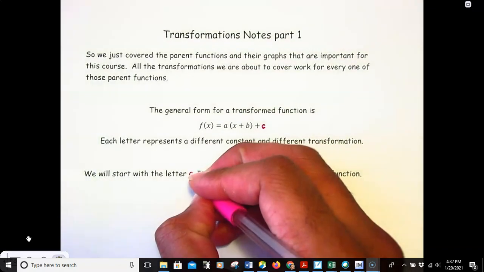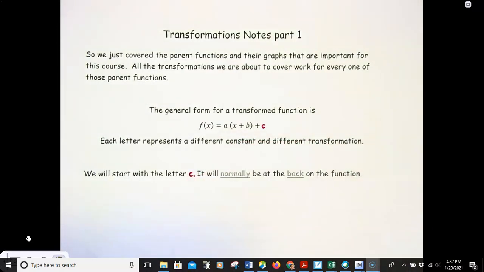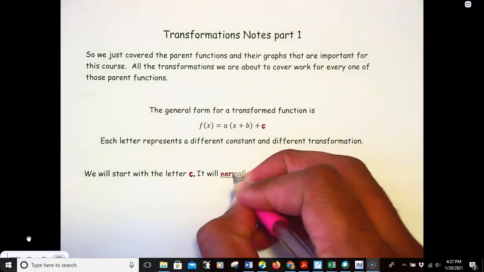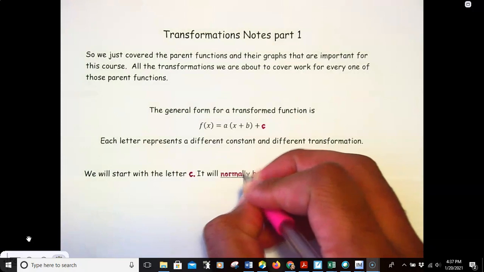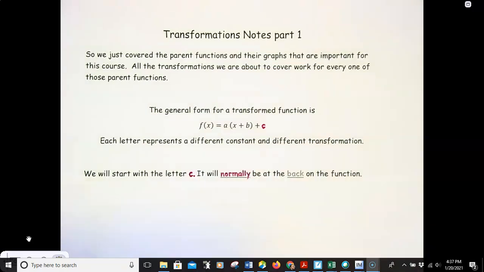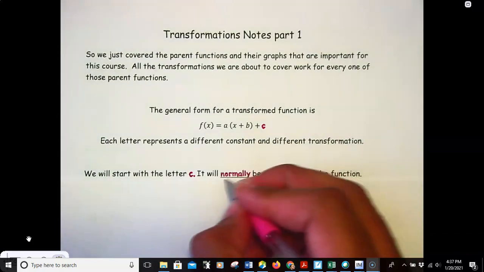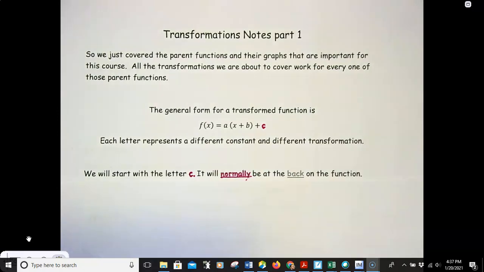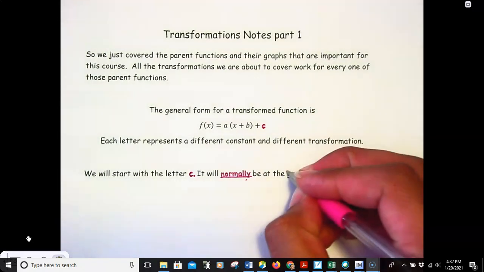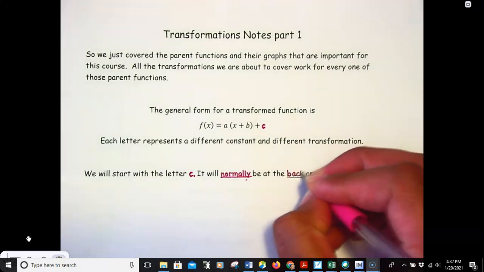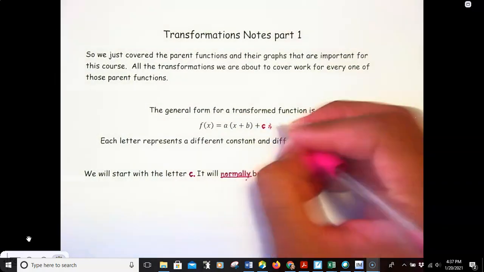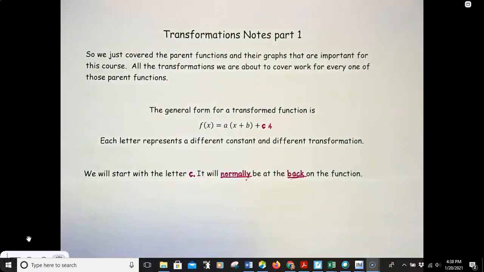Let's start with C. Now, C is normally at the back of the function. Normally. Sometimes mathematicians like to change things around so you don't get so used to it being one way and can adjust to other ways. But normally you will see C at the back of the function. If you look at the general form back up top, C is right back here at the back. So it's normally going to be back there all the time, but there are a few times we might change it and move it.